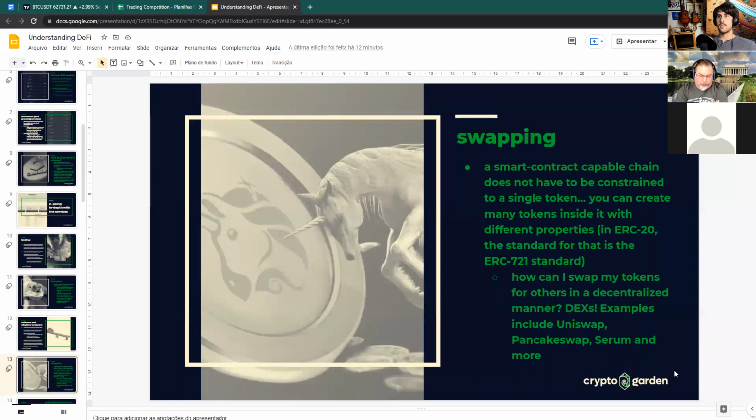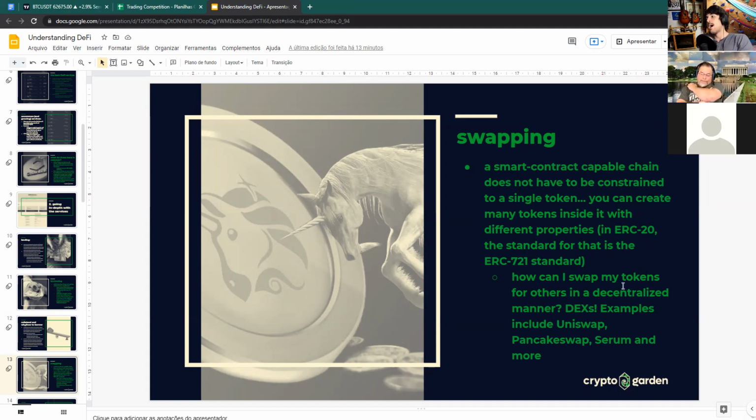Okay. So now let's talk a little bit about swapping, and the main player in this swapping game is Uniswap, right? It's the largest decentralized exchange that we have. So a smart contract capable chain does not have to be constrained to a single token. For example, the Ethereum blockchain does not have to have just Ethereum, right? It has thousands of tokens. It has Shiba, it has Chainlink, it has multiple tokens. And in the Ethereum blockchain, they are tokens with the ERC standard.